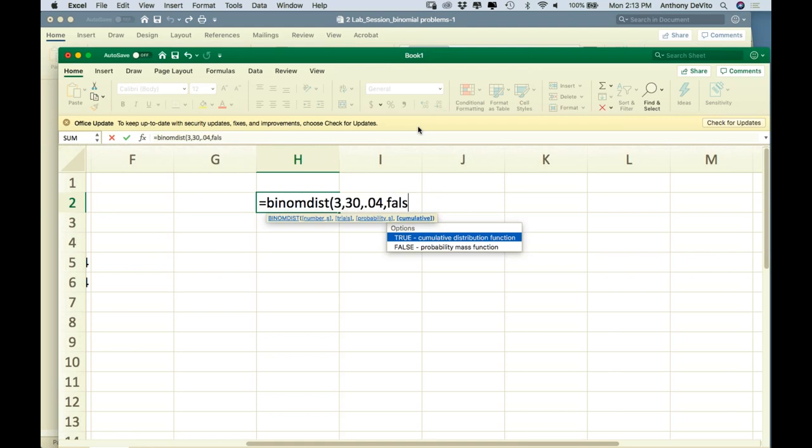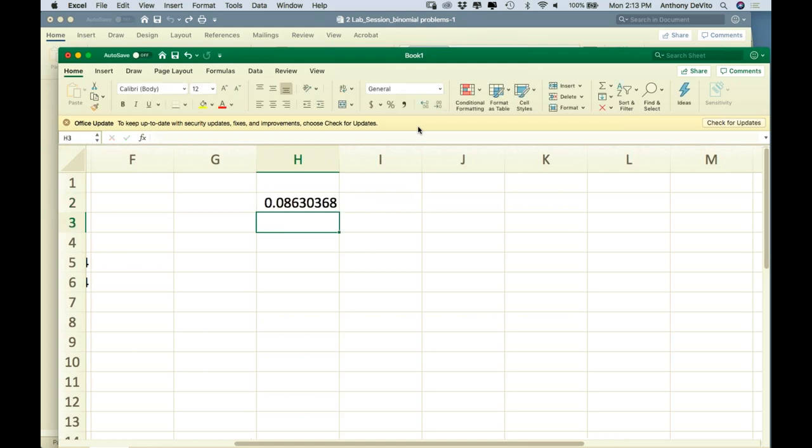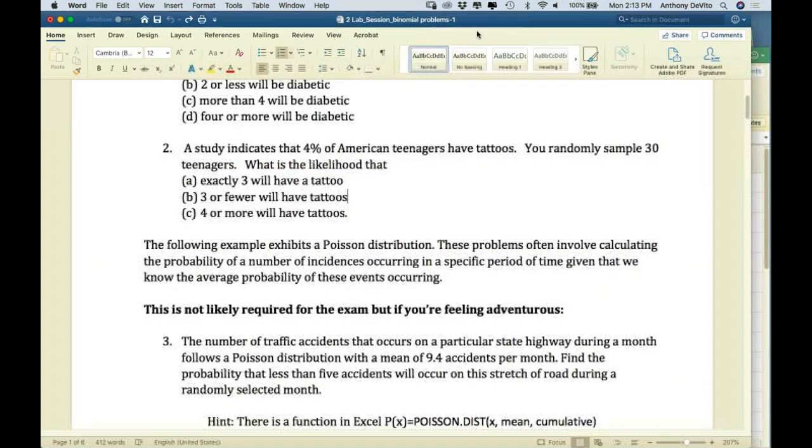So cumulative would be false. We don't want to add together all the possibilities up to that or under that and so on. So it's about 9%, 8.6%, 0.086. Okay, that's the probability, which makes sense because if the probability is 4%, the probability that we get exactly 3 out of 30, that's like 10%, would be 10%. So you wouldn't expect that to happen quite as often as maybe getting 2 out of 30 or 1 out of 30, something closer to the prevalence of tattoos in that population.